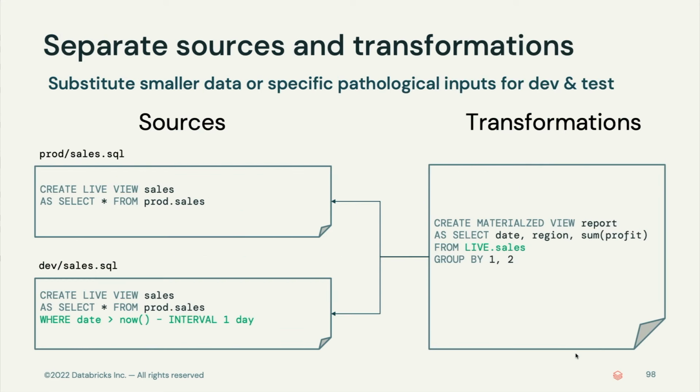So let's say I have a pipeline and I have some sources. I'm reading from this upstream table called prod sales. In production, I'm just going to read the table. It's super simple. Just select star. In development, however, I don't want to read that whole table. That'll take way too long for every iteration. So instead, I'm only going to read the last day of data. But the transformation doesn't have to know which version it's querying. It queries from live.sales and gets either the complete table or the small subset of the table automatically.